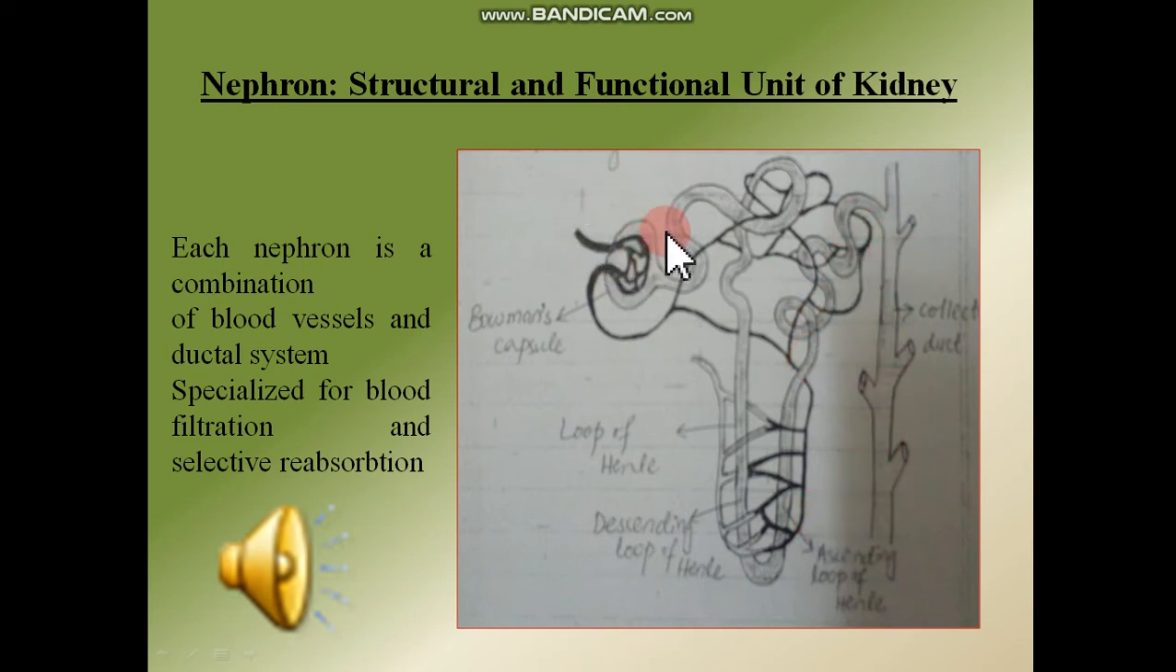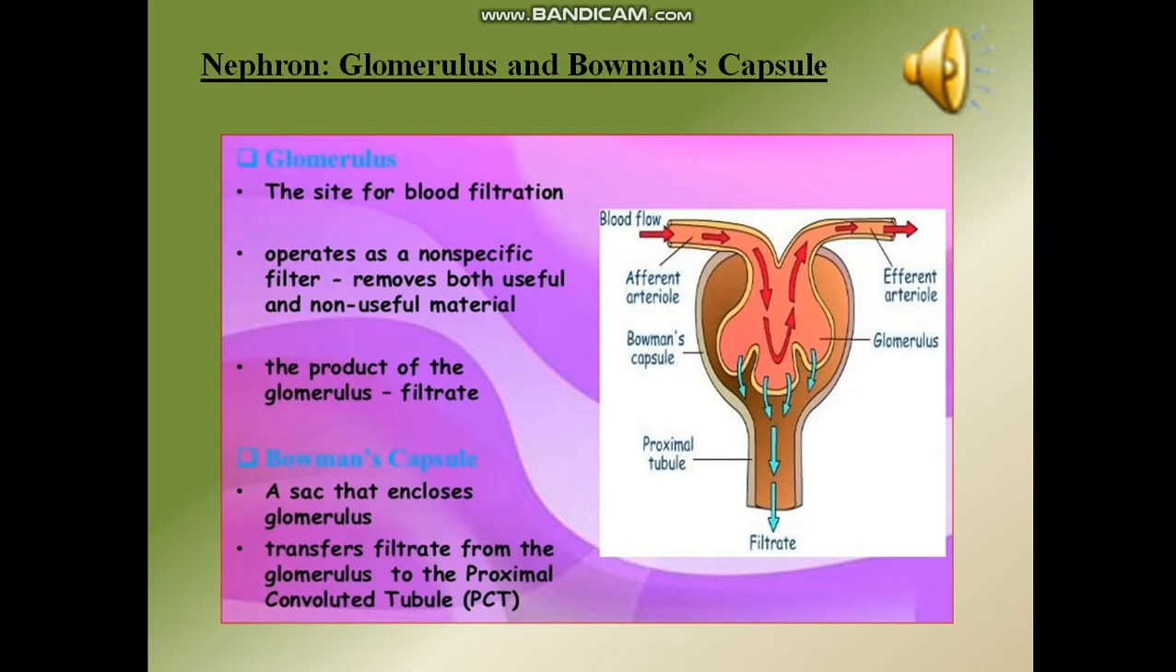This is specialized for the secretion as well as selective reabsorption of useful material. Nephron, glomerulus, and the Bowman capsule. Glomerulus is a site for blood filtration. It operates as a non-specific filter, removing both useful and non-useful material. The product of the glomerulus is known as the filtrate. Capillaries are present here, and the blood is filtered except for the RBCs and the larger blood proteins.